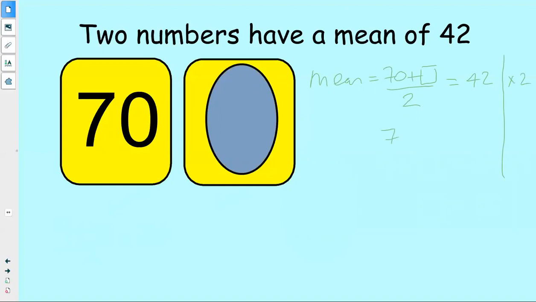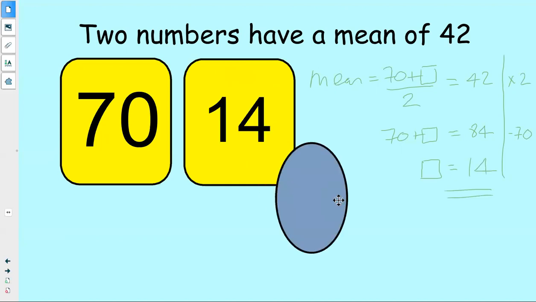So it becomes 70 plus your unknown value equals 42 times 2, which is 84. Then you've got your unknown value plus 70 equals 84. And again, you can do that by inspection. But if you want to do it like the solving equations method, you're going to undo add 70 by subtracting 70, and that unknown value is going to be 84 take away 70, which is 14. Let's double check. Perfect, you're correct.